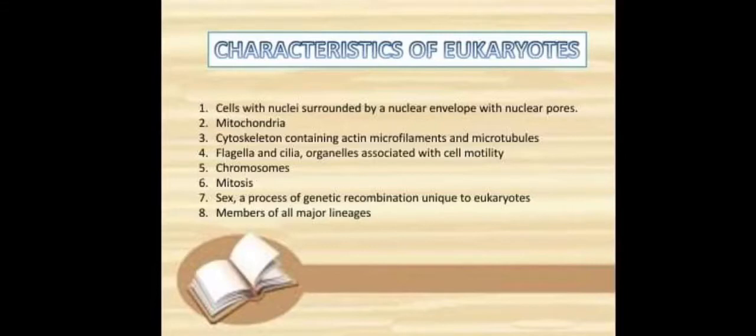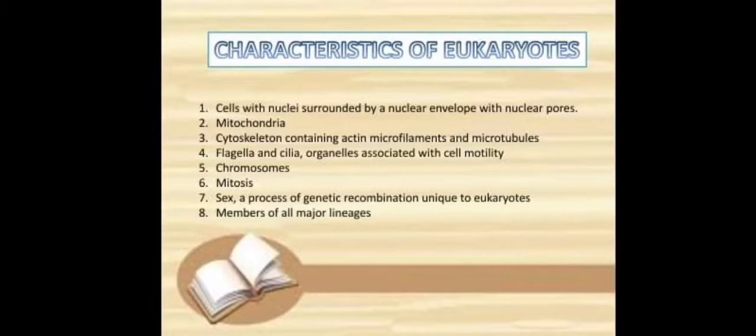Number 7 is sex, a process of genetic recombination unique to eukaryotes in which diploid nuclei at one stage of the life cycle undergo meiosis to yield haploid nuclei and subsequent karyogamy, a stage where two haploid nuclei fuse together to create a diploid zygote nucleus.